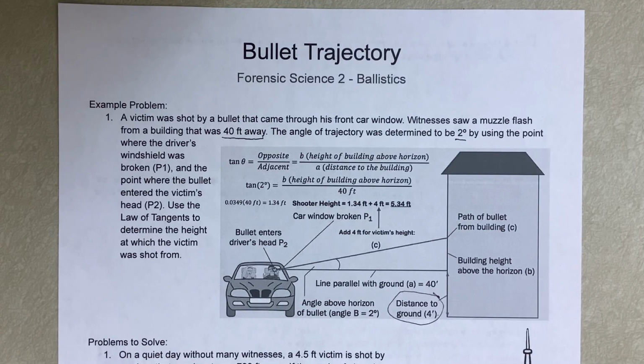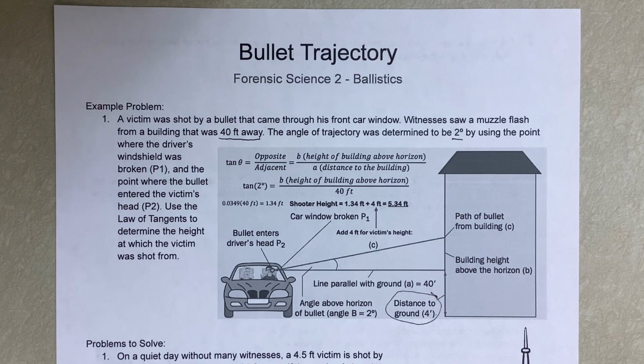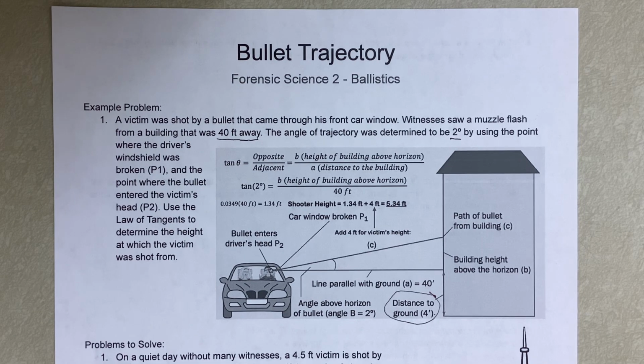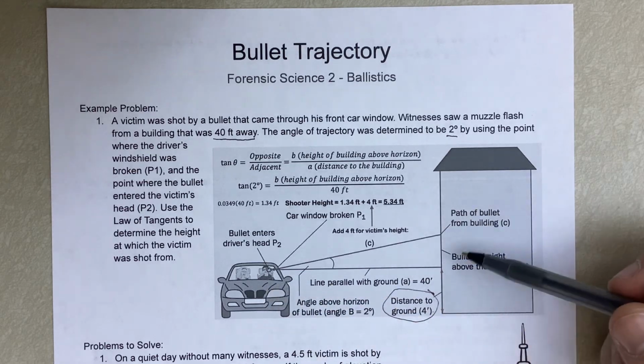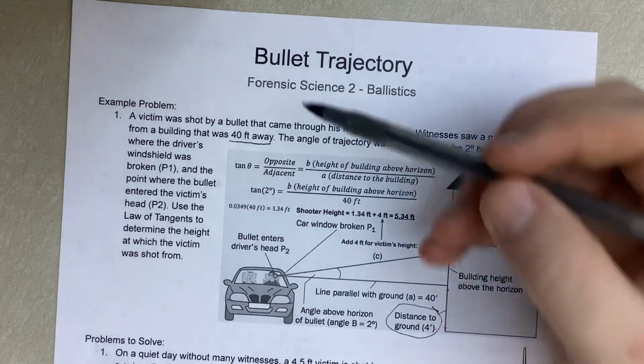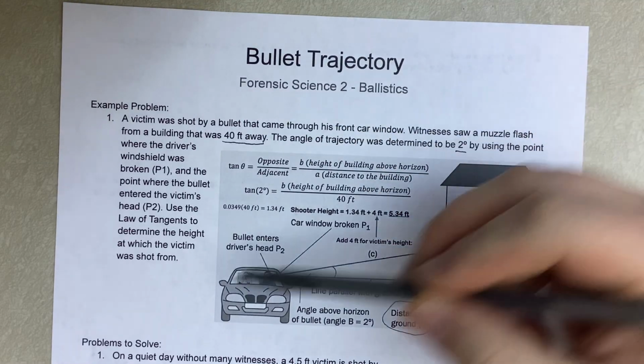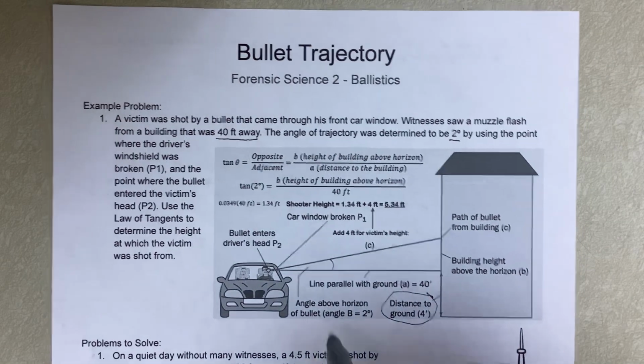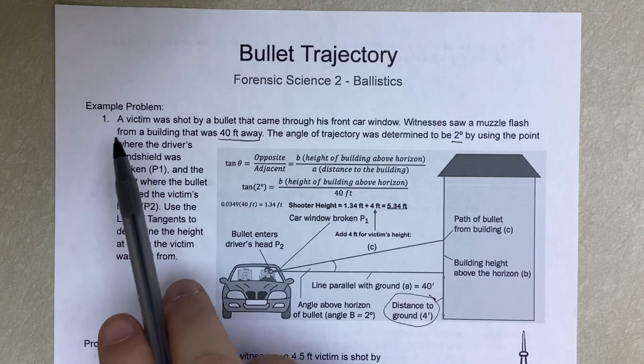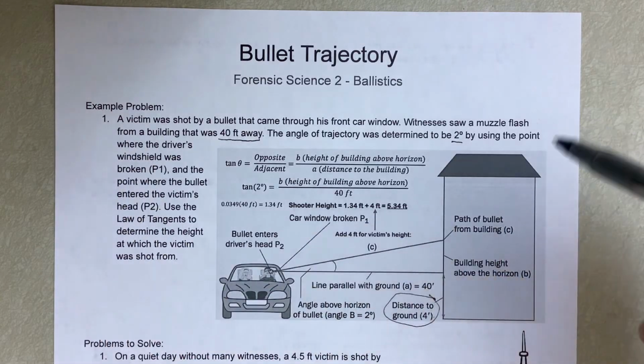Today we're going to be working on bullet trajectory to try to figure out at what angle or what height a bullet came in and struck an individual. So we're going to work on a lot of problems like this. I believe there's going to be 8, front and back. And we can just read through these scenarios and put together how this works. I'll go over how to do this example problem together first and then go from there.